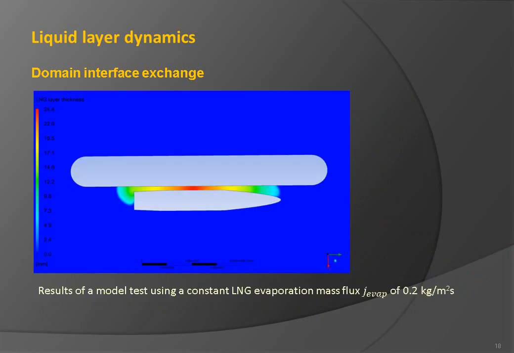The figure shows the results of a model test using a constant LNG evaporation mass flux of 0.2 kilograms per square meter second. The selected value complies with observations described in the literature, although the LNG evaporation rate will be addressed in great detail later in the text. The test was performed for the same release parameters as described previously. The thickness of the LNG layer, which is shown 80 seconds since the start of the release, is the highest near the source. It decreases uniformly toward the progressing front due to the constant evaporation mass flux used in the model.